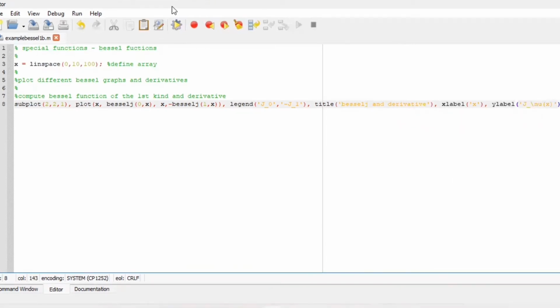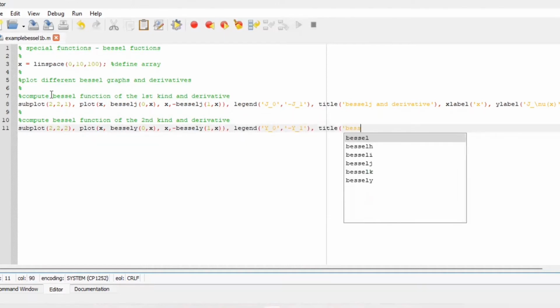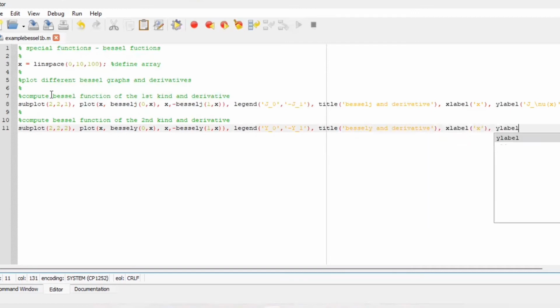Next up, let us look at the Besselj function for the second kind and its derivative by plotting subplot 2 rows, 2 columns, the second position. Plot Besselj y, which is the Besselj function of the second kind. To include its derivative, include the negative sign there. The alpha now changes from 0 to 1 since we are looking at its derivative. Include your legend, title, x label, and y label. Don't forget the grid on.